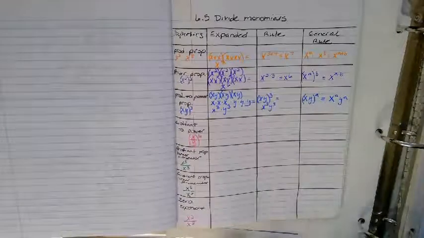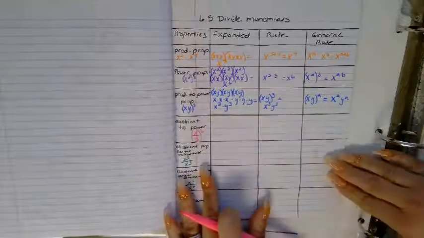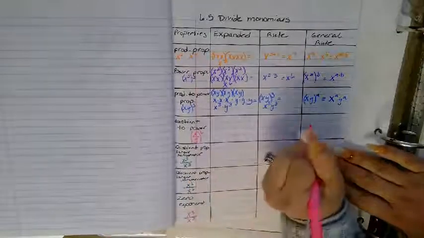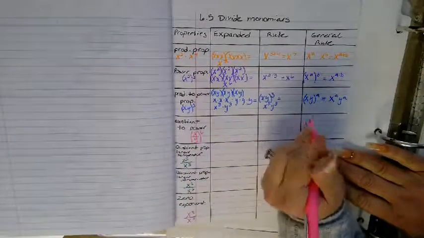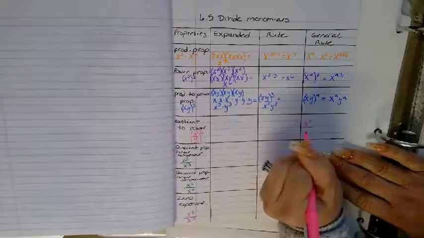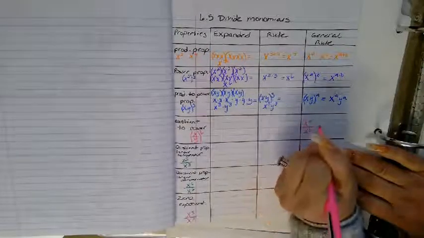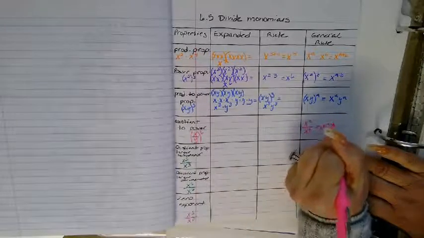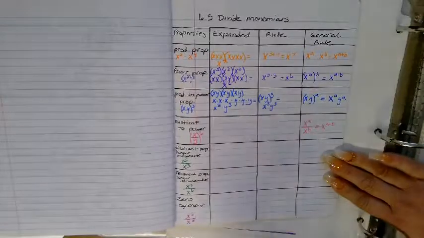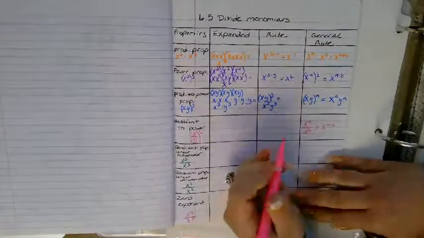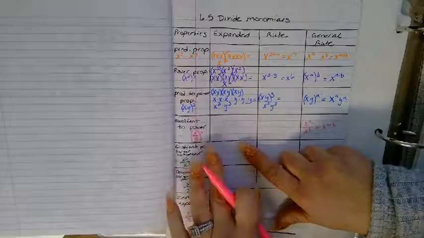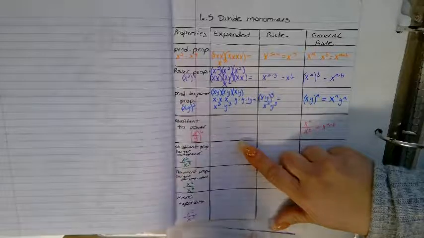Let's see. All right. Let's look at quotient to power. Let's look at our rule for quotient to power. So we have x to the a over x to the b, and normally we would just subtract our exponents. Okay, so let's look at this. This is where I like the expanded better, when we're getting the fraction looking ones. I like them better here.